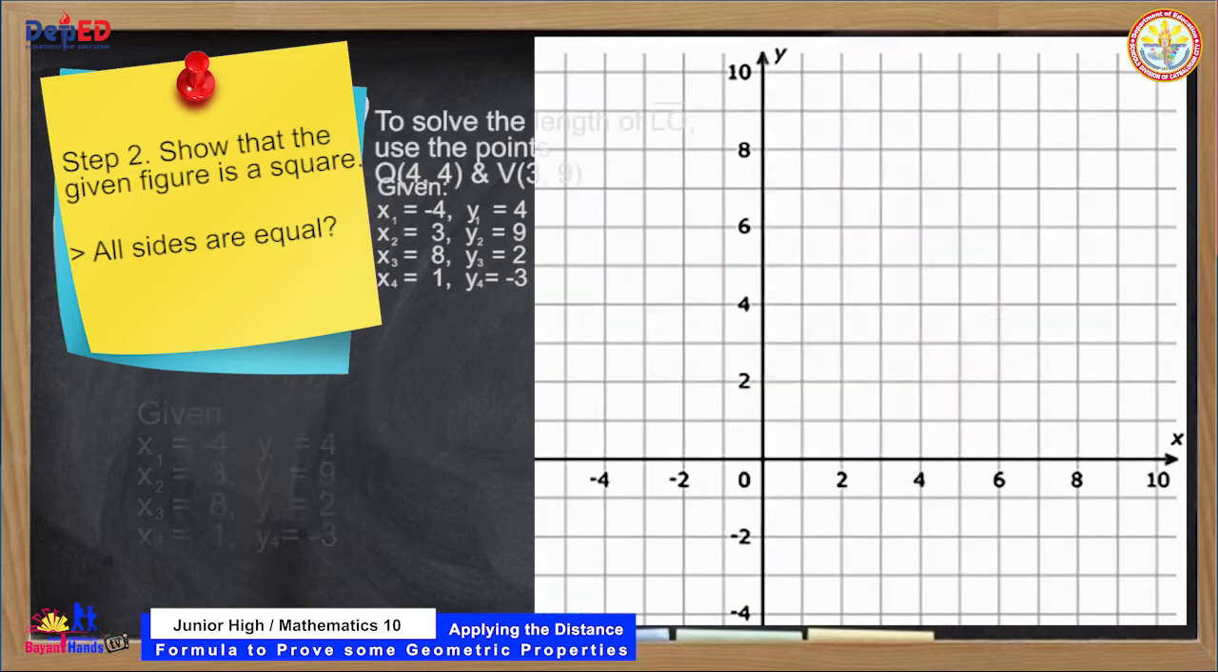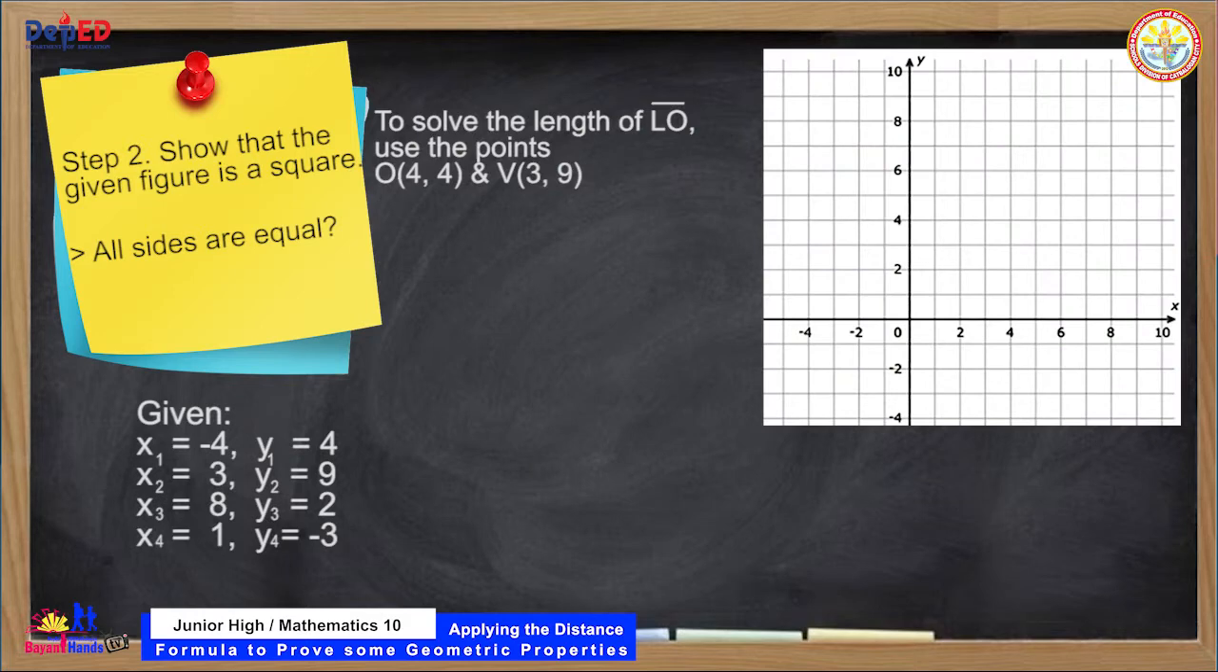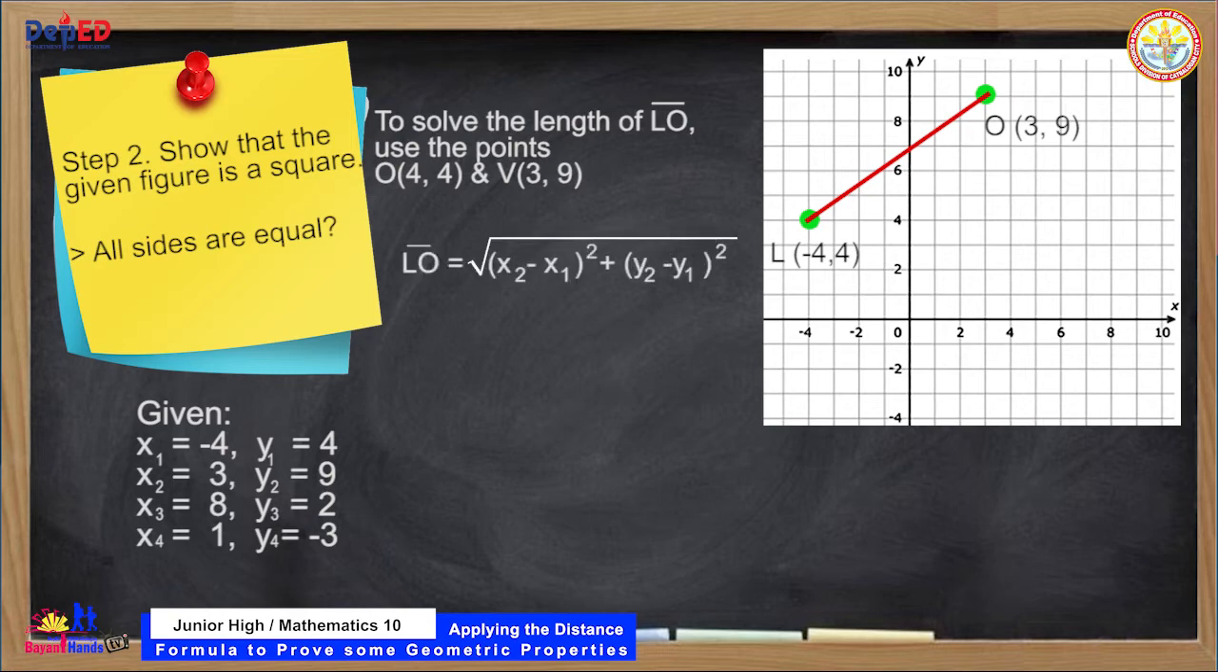To solve for the length of segment LO, use the points L (-4, 4) and O (3, 9). Since it is in the first and second point, our formula is segment LO is equal to the square root of the square of the quantity x sub 2 minus x sub 1 plus the square of the quantity y sub 2 minus y sub 1.